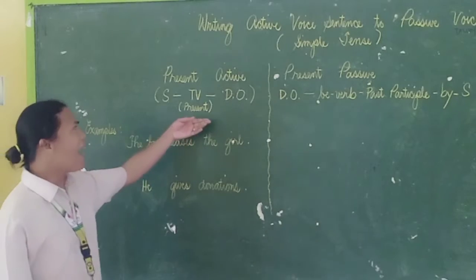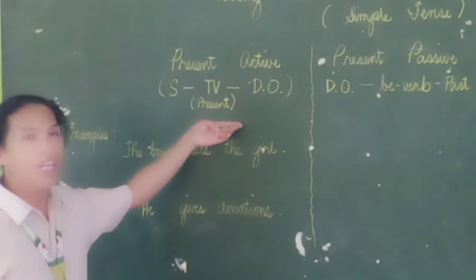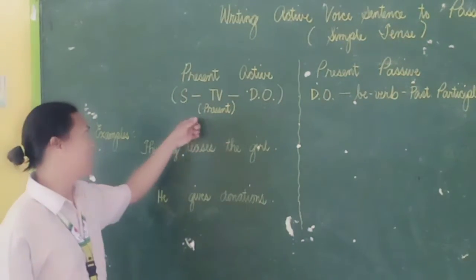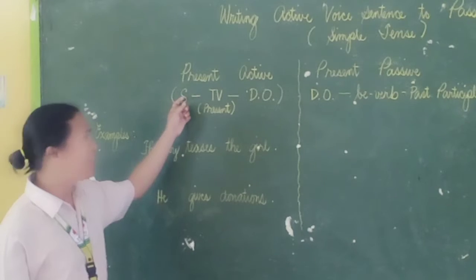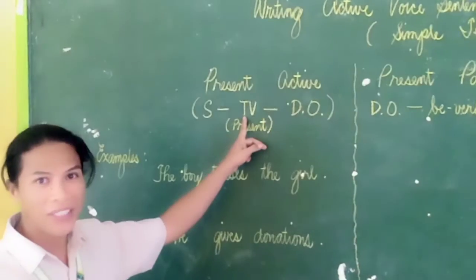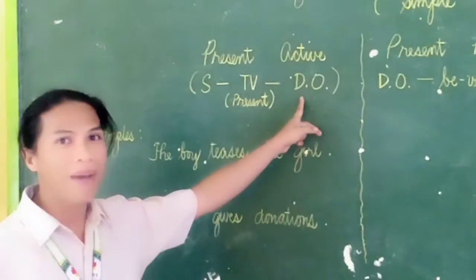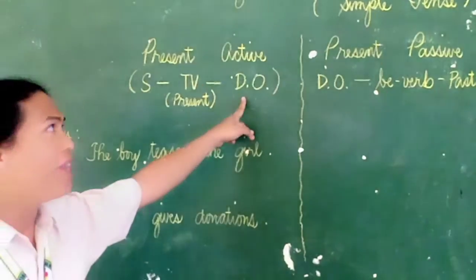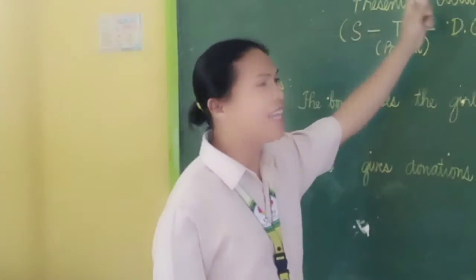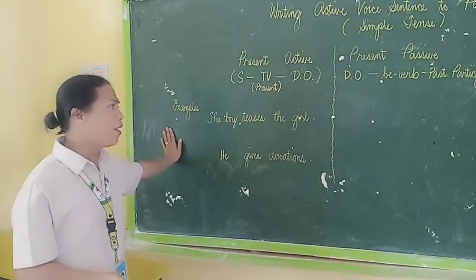Okay, now again, this is the sentence structure of an active voice sentence in the present tense. We have the subject, we use letter S, and then we have the transitive verb, of course, in the present tense, followed by the direct object. That is the simple present active. Okay, so let us have the following examples.